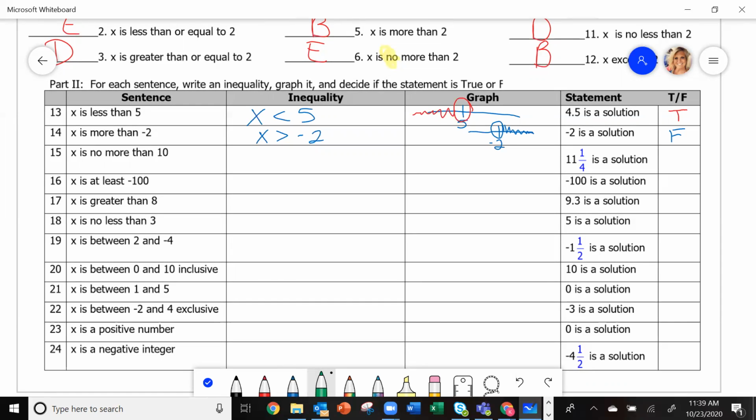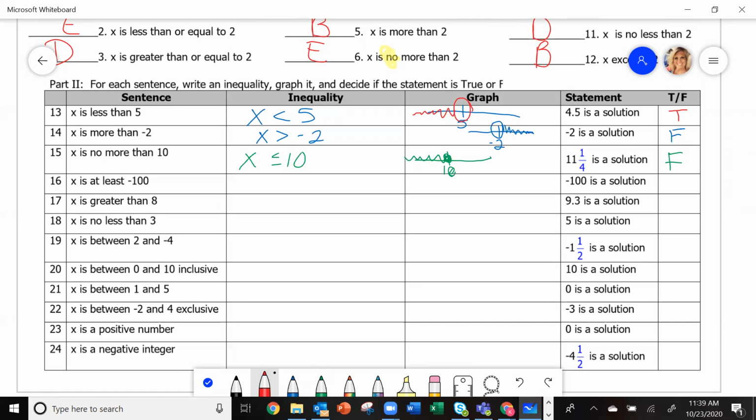Number 15, X is no more than. So that means X is less than or equal to 10. Well, on my number line here at 10, since it is equal to, I put a closed-in circle. Less than, I shade to the left. Then it says 11 1/4 is a solution. Is 11, even 11, is that less than 10? No. So this is false.